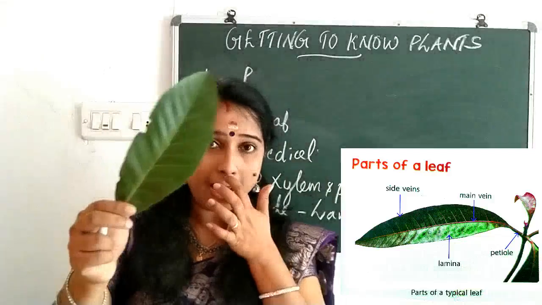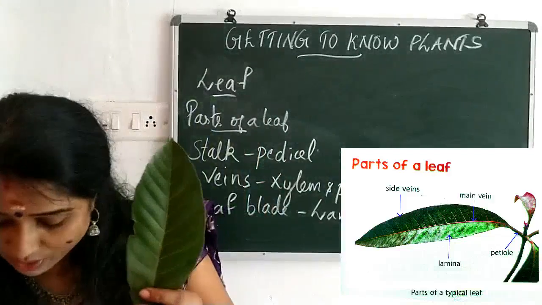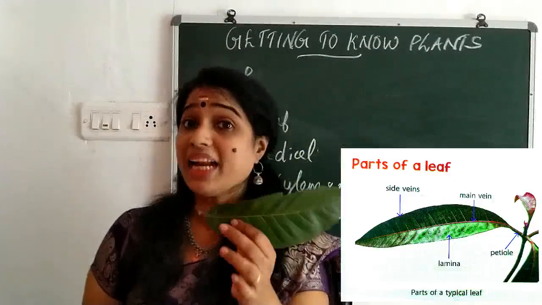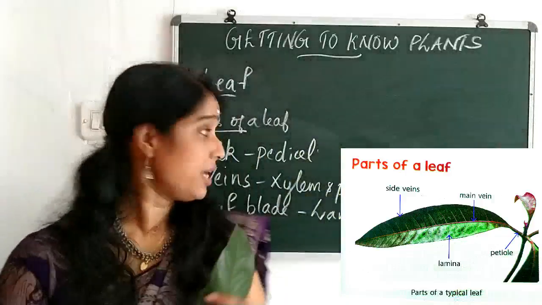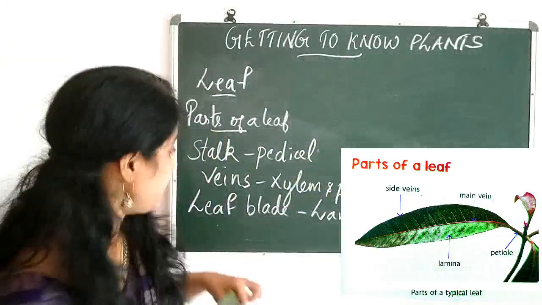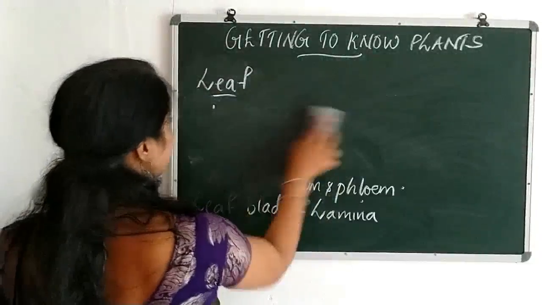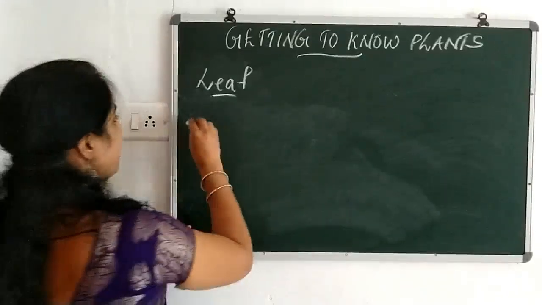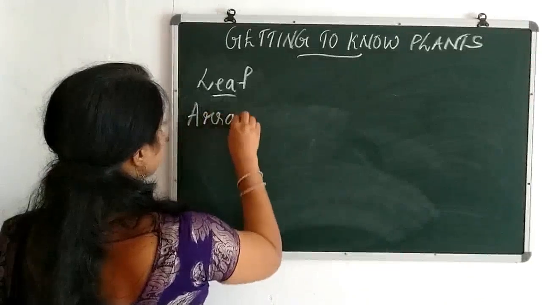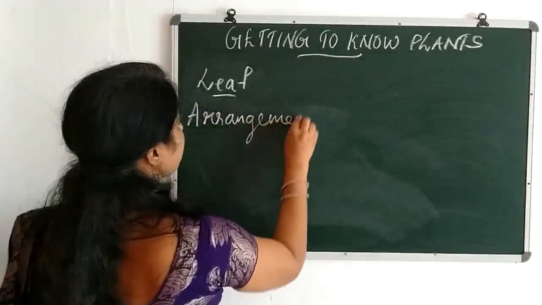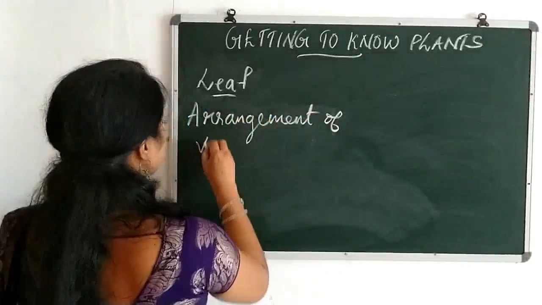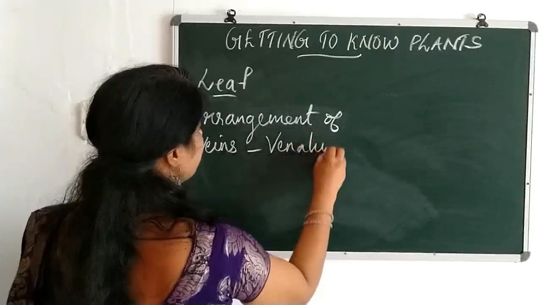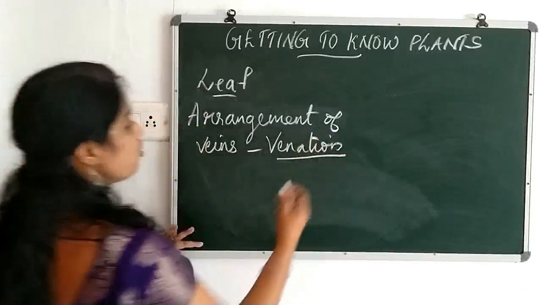Okay. Then as you know, the leaf is having different types of veins. So the arrangement of veins in the leaf is known as what? A term is there for the arrangement of veins in the leaf. Arrangement of veins, it is known as what? Venation. It is venation.